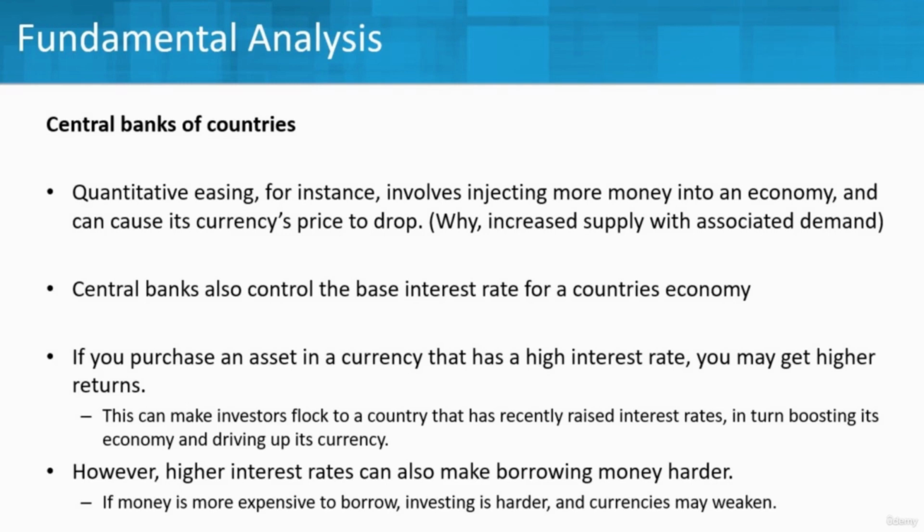Another big thing you'll see is central banks control the base interest rate for their country's economy. You might hear them say, oh, the Fed raised interest rates, or this central bank lowered interest rates. That makes a difference in what happens with the currencies. If you purchase an asset in a currency that has a high interest rate, you can get higher returns, right? So I'm buying something like a bond that has higher interest because the central bank has raised interest rates. When that happens, investors will flock to that country, in turn boosting its economy and driving up the value of its currency, right? Because money is now flowing into that.